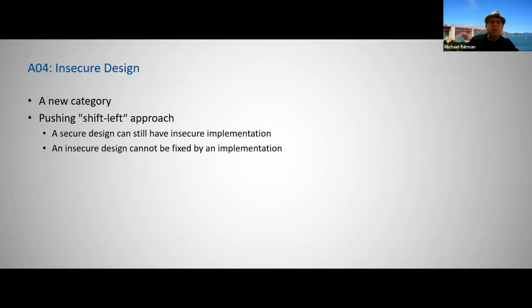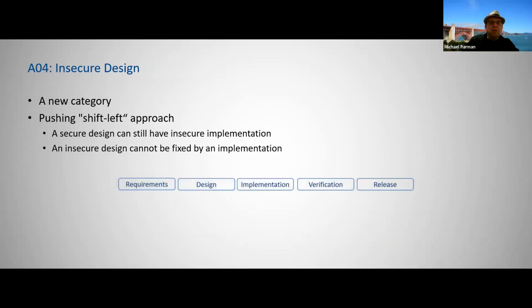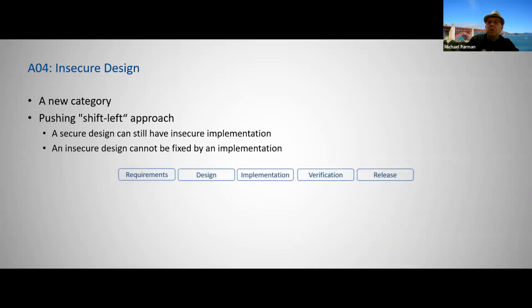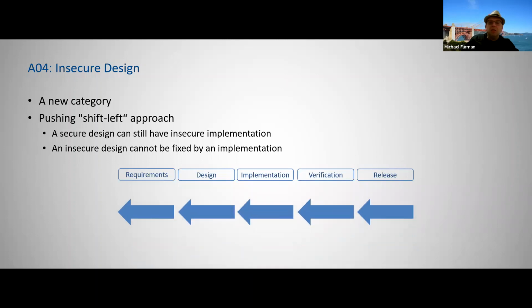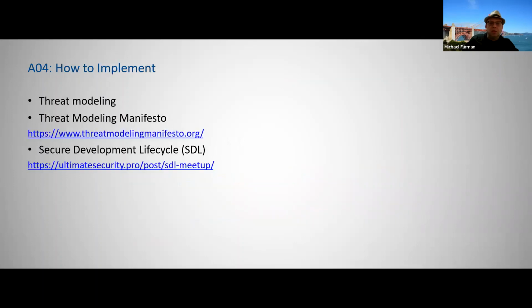Now we are approaching A04. It's a new category, pushing the shift left approach. What is the shift left approach? If this is a regular sequence of development: requirements, design, implementation, verification, and release, shifting left means that we try to start security as early as possible. If you have a secure design, then its implementation can be secure or non-secure, so you have a way to implement. But if you have an insecure design, you cannot fix it even with brilliant implementation. It means start and handle security as soon as possible.